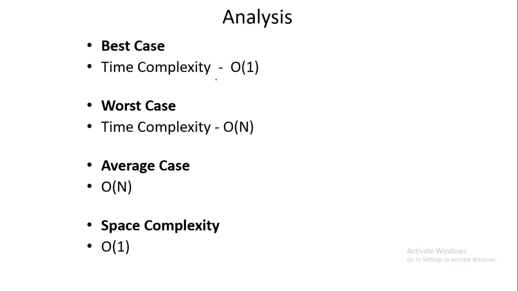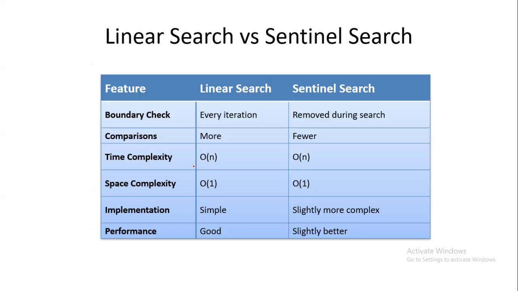Now, the best case, worst case, as well as average case time complexity of the Sentinel search is the same as that of the linear search. However, it performs fewer comparisons per iteration, making it slightly faster in practice. Now, coming to the comparison between linear search and Sentinel search, the boundary check is done in every iteration in linear search, whereas that is removed in Sentinel search. The number of comparisons required in linear search is more, and the comparisons are fewer in Sentinel search.